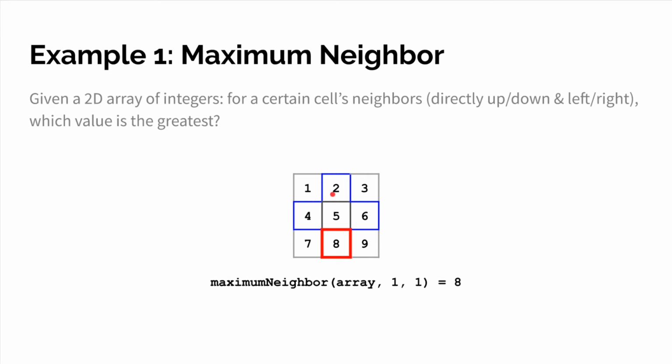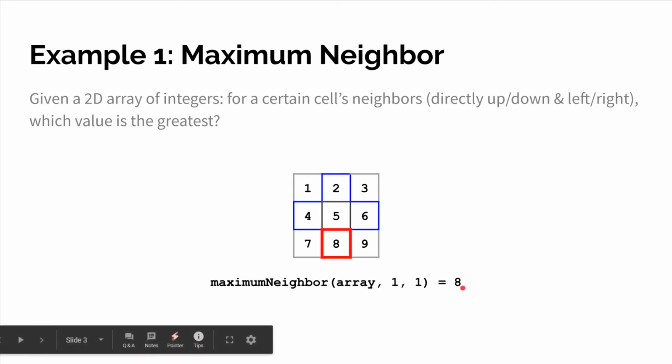Well, the one directly above it has value 2. To the left has value 4. To the right has value 6. And to the bottom has value 8. So the maximum out of all these four numbers is going to be 8. So we will have this function return 8 here.